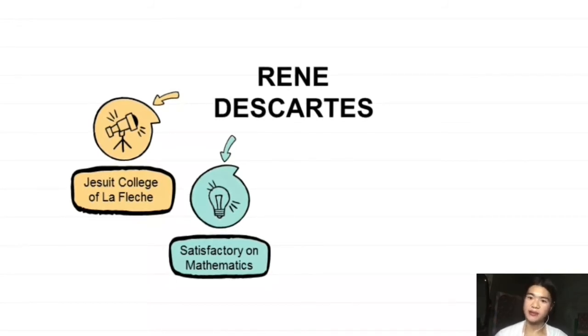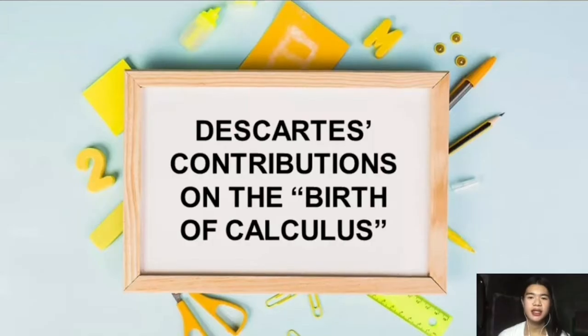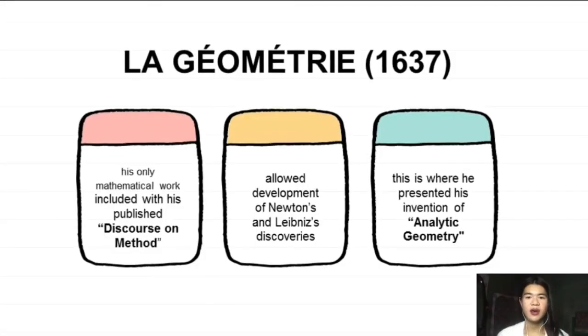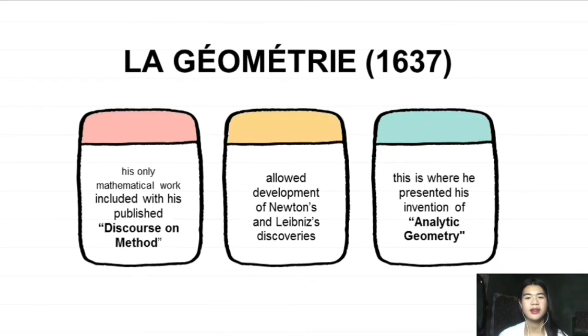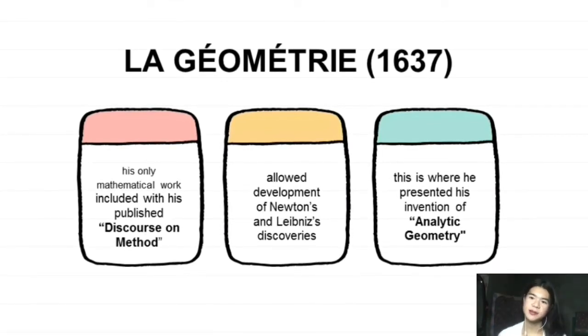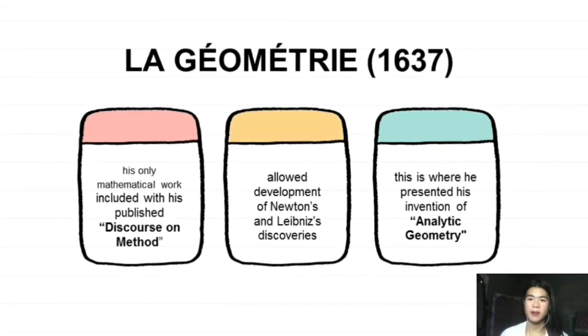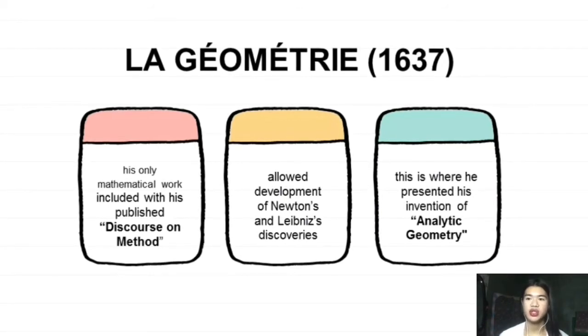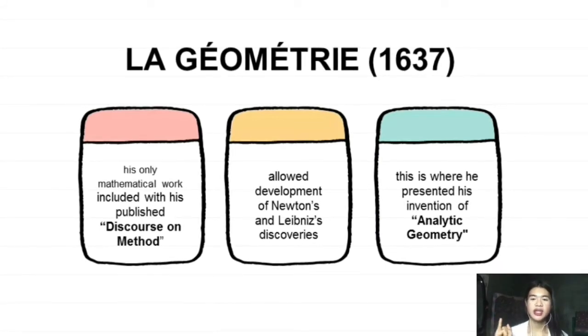When we say satisfactory, it is the fulfilling of expectations or needs. La Géométrie, 1637, was his only mathematical work, included with his published Discourse on Method. Discourse on Method is Descartes' attempt to explain his method for working through even the most difficult of problems. He illustrates the development of his method through a brief autobiographical sketch and philosophical arguments.